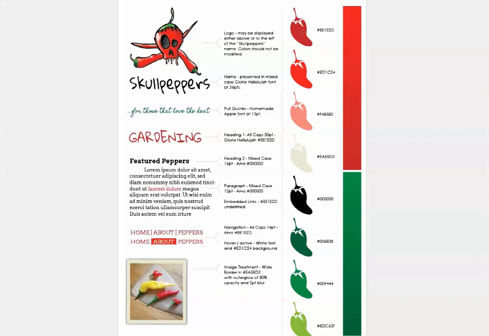So in this example, I have the hexadecimal colors present. I have the image treatment available to us. I give some details about that image treatment, details about the logo, details about the type choices that we're using, including their color and size and whether they're all caps or not.